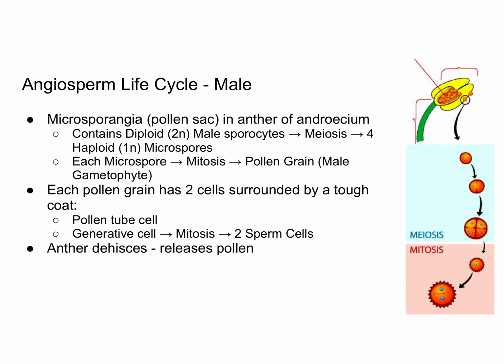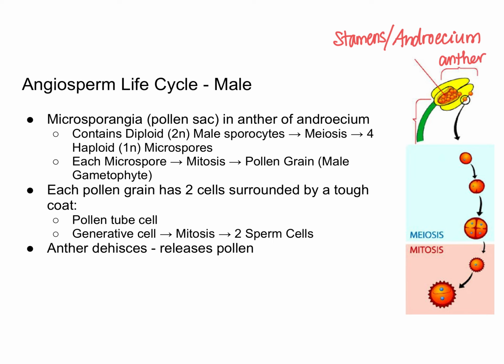So now let's talk about the male structures associated with angiosperms. In angiosperms, first of all, let's do a quick review of the structure that we're looking at here. So this is going to be the androecium, which we can also just call the stamens. And each one of these consists of an anther, which is kind of this whole structure here.